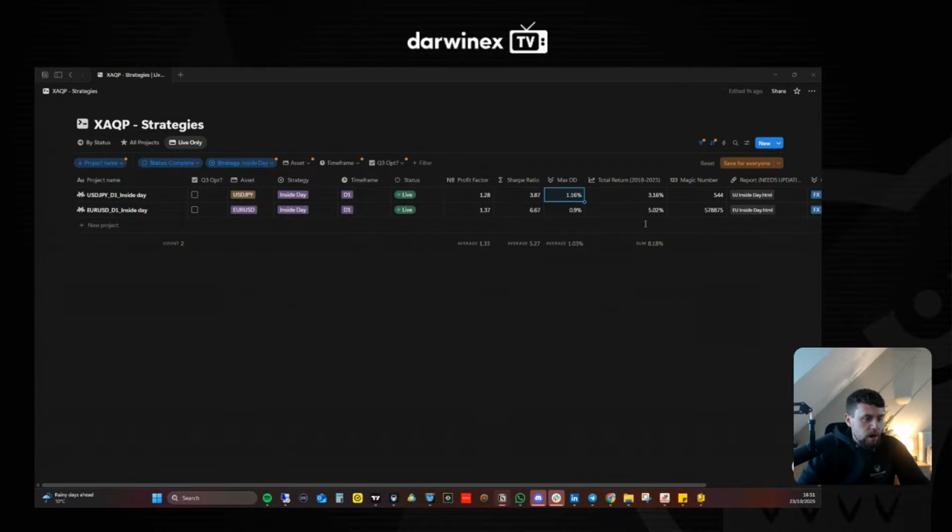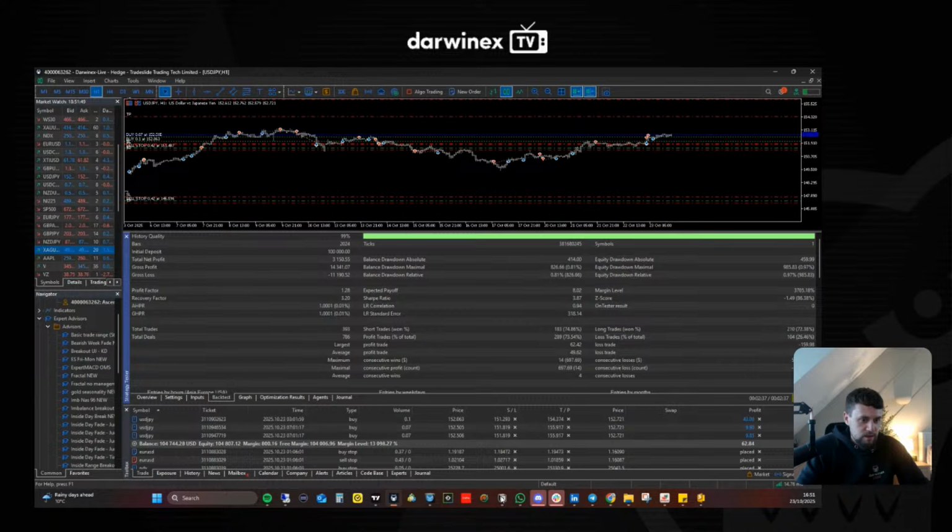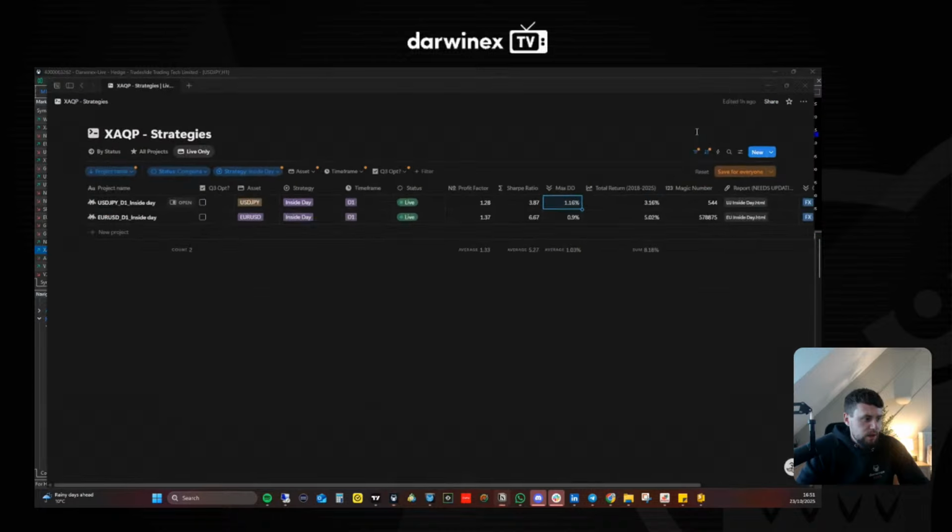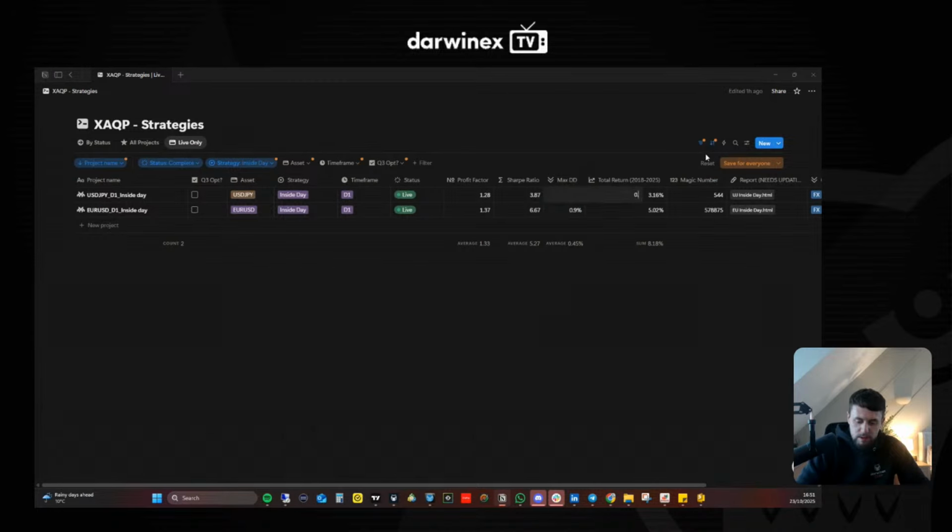128,387. I ignore these Sharpe ratios anyway. I note them down because MetaTrader gives them to me, but I think there's an issue with the way that MetaTrader scores Sharpe. It's way too high for what it is. It's ridiculous. 0.97% drawdown with a 3.15% return.